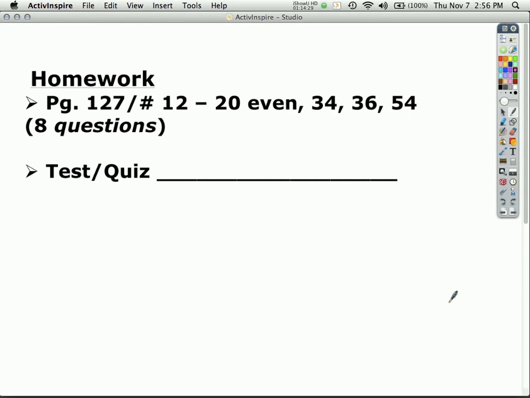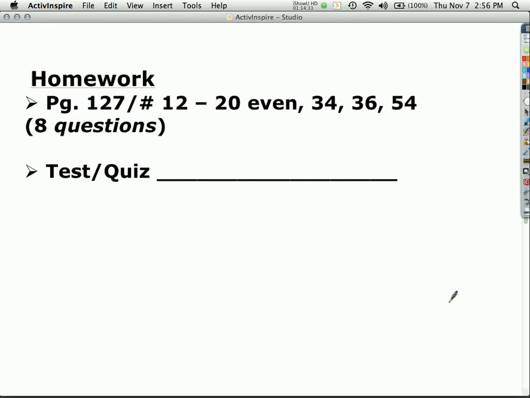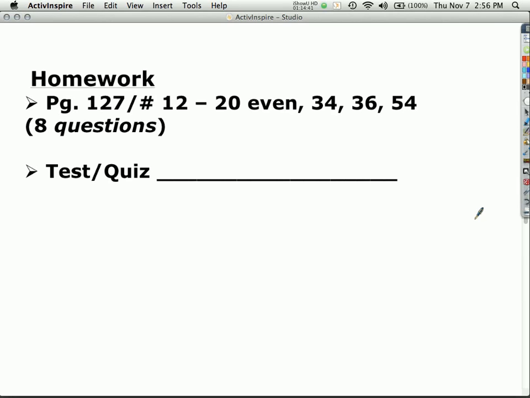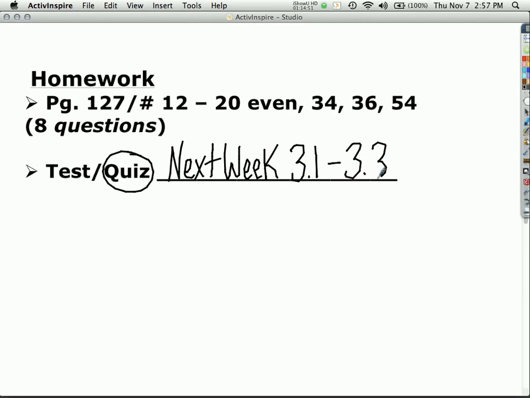Okay, draw a line across your paper. Your homework: it's page 127, numbers 12 through 20 even. Then you're doing 34, 36, and 54. That's a total of 8 questions. And you have a quiz next week that will be 3.1 to 3.3, which of course we haven't gotten to yet, but by the end of next week we will.